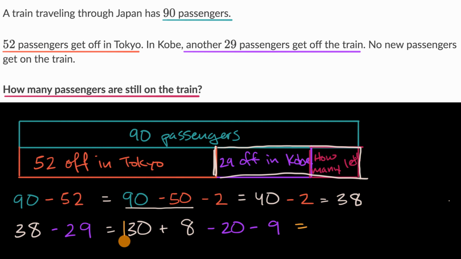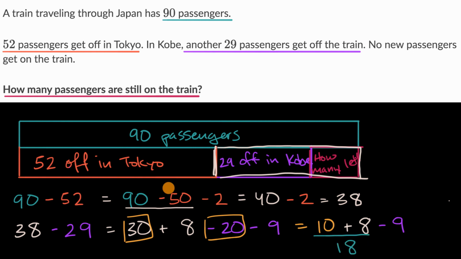So first we could view this as 30 minus 20, which is going to be 10. And then we're going to add 8 and then subtract 9. Now what is 10 plus 8? 10 plus 8 we know is 18. Now if we subtract 9 from 18, you might already know that that's going to be 9. Another way to think about it is if you subtract 8 from 18, you're going to be just left with 10, and then you have one more to take away, so you're going to be left with 9.